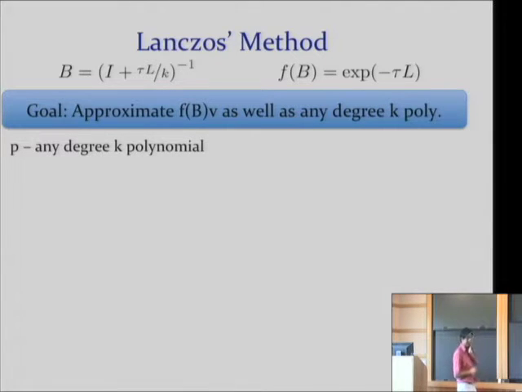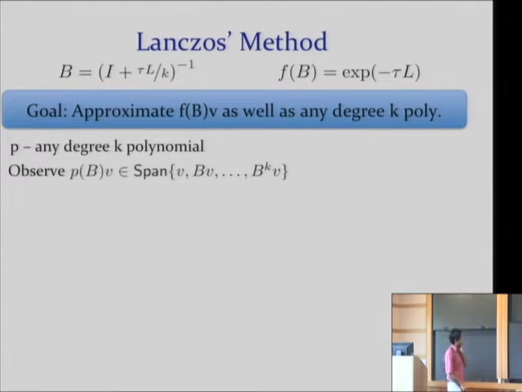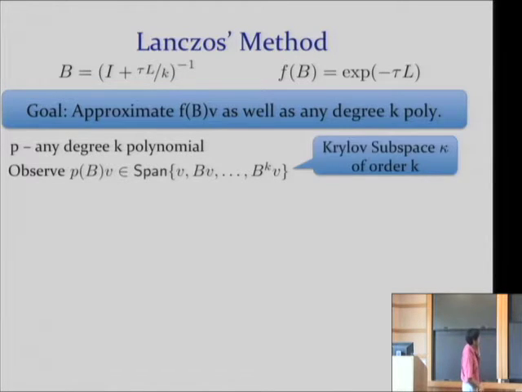So let's say P is any degree K polynomial. Well, the first obvious observation is that the vector you are looking for, P of B V, is in the span of the vectors. Sorry? P is the approximation of F that you wanted. No, P is a degree K polynomial. Oh, you want P to be the approximation itself. Yes, that's right. Okay. So it's in the span of these vectors V, B V, B squared V, up to B to the K V. This is called the Krylov subspace of order K.